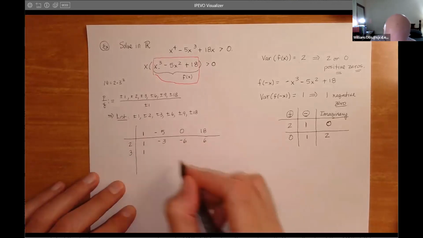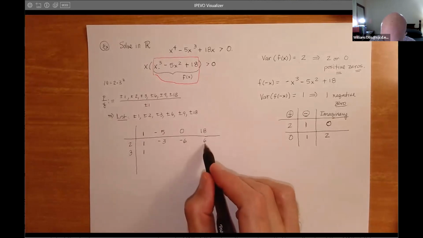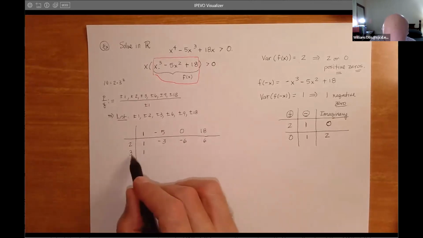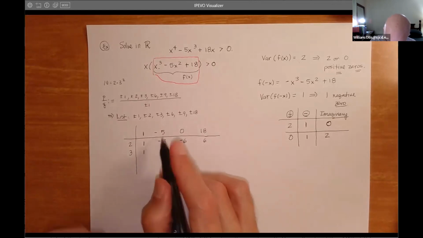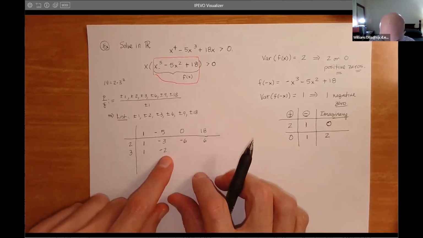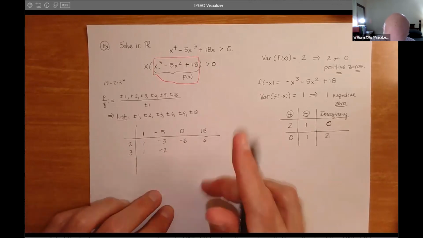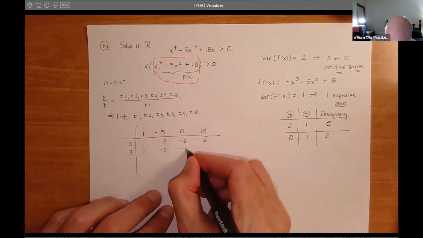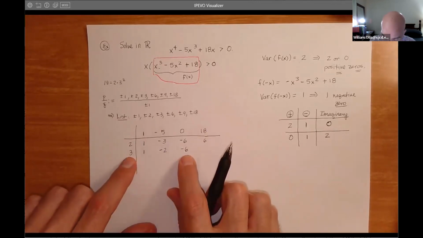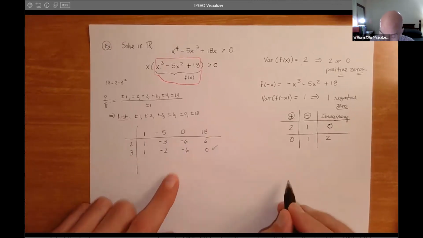Bring the 1 down. Again, this looks a little bit more impressive. That's not a huge remainder. So we have 1 times 3 is 3. 3 plus a -5 is a -2. Then we have -2 times a 3, which is a -6. A -6 plus 0 is -6. And there we have it, jackpot. 3 times a -6 is a -18, plus 18 is 0. So that's a jackpot.